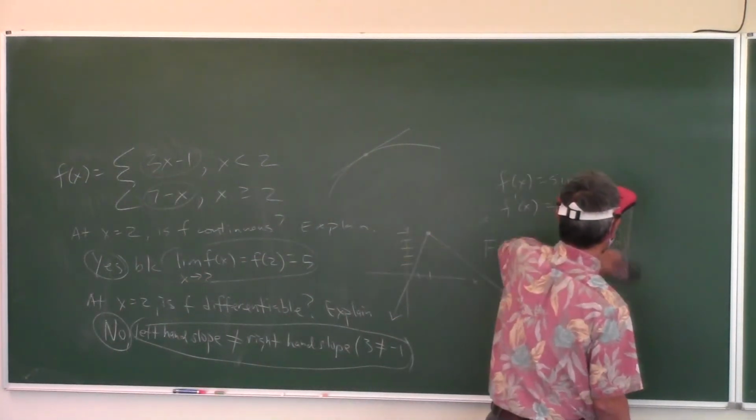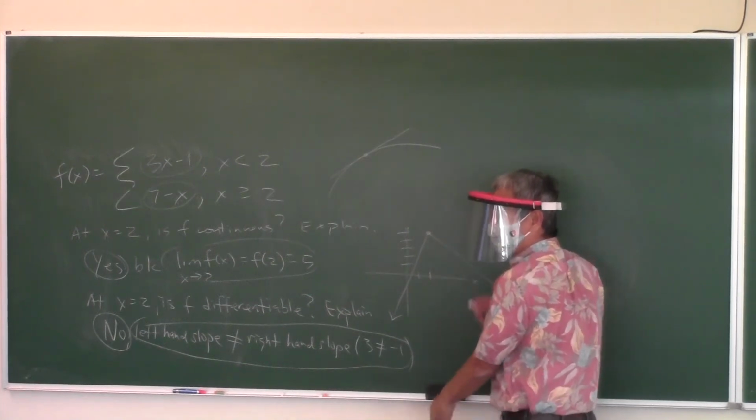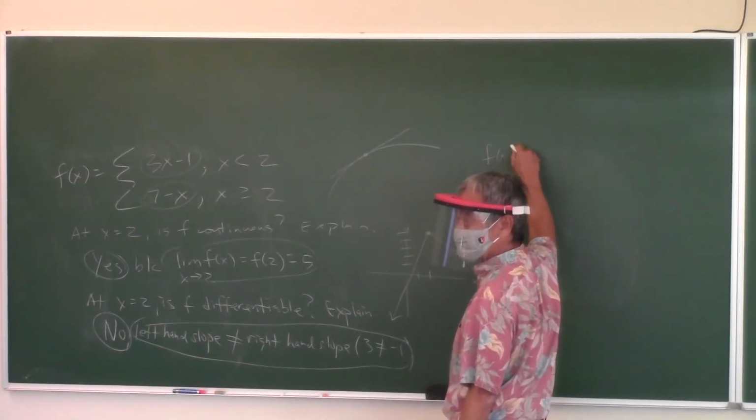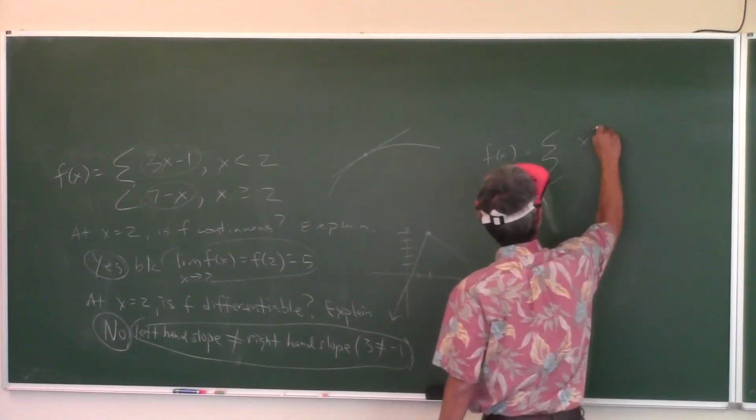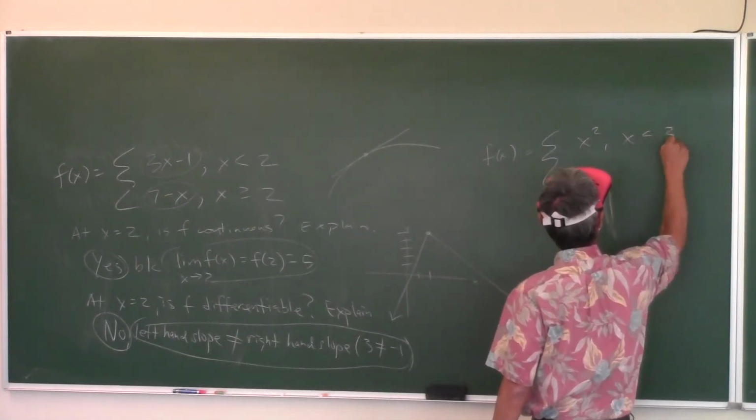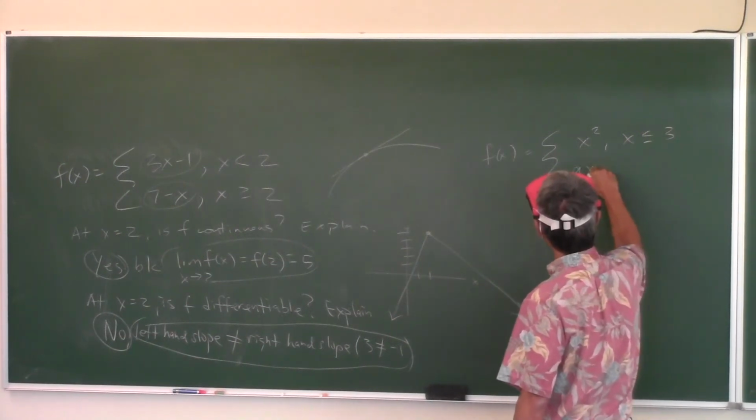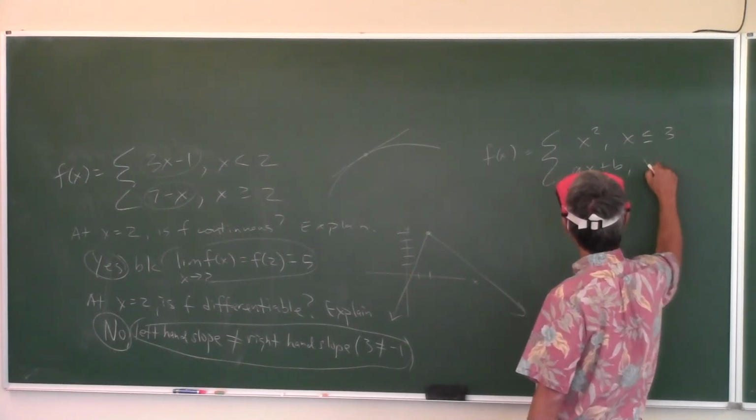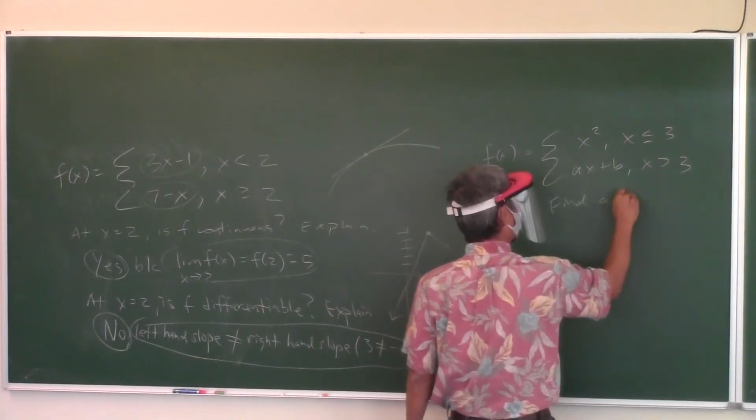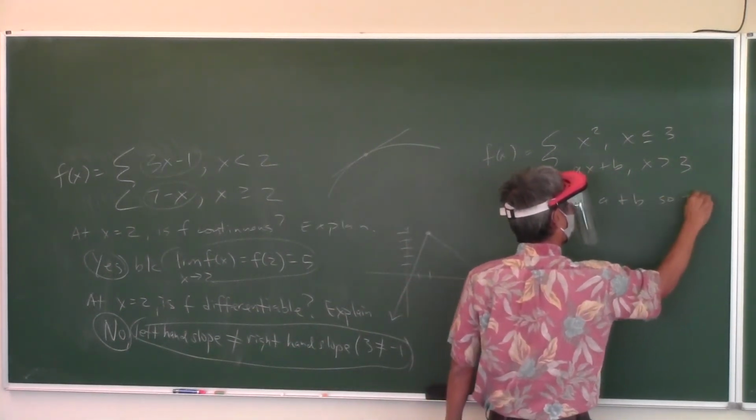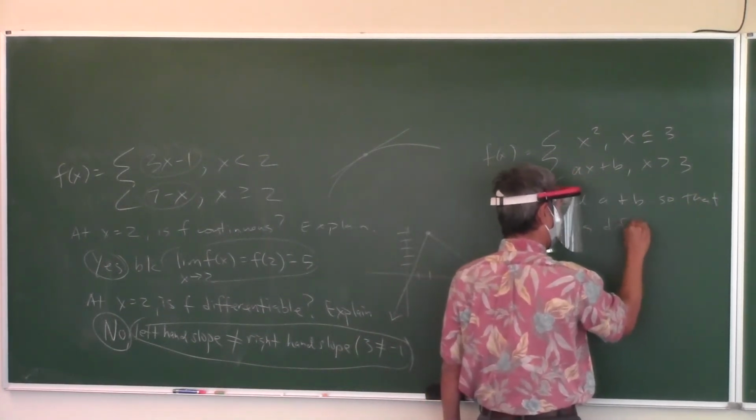Okay, let me do a similar problem for you. f of x equals x squared when x is less than 3, or equal to, it doesn't matter. And then ax plus b when x is greater than 3. Find the values of a and b so that f is differentiable.